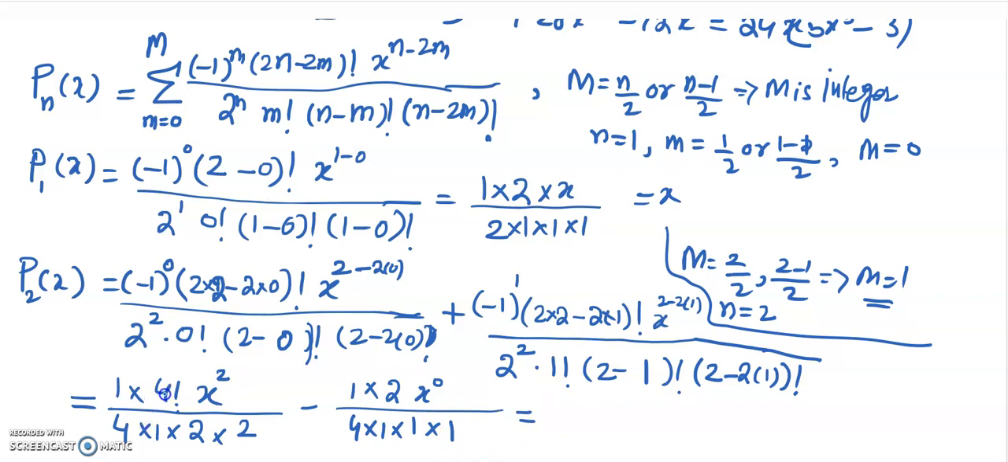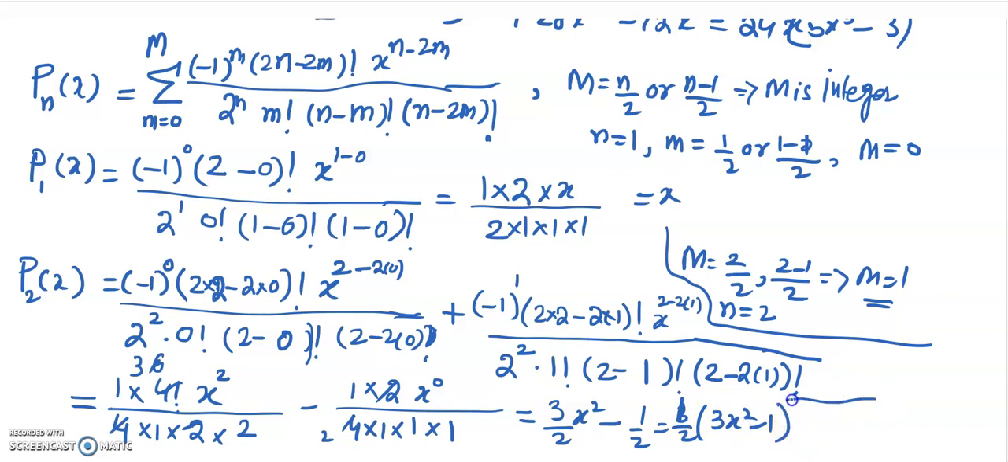So that is 4 factorial, and then here it will be 4 divided by 4 factorial, so that will be 6, and then this is 3, so it is 3 by 2, right? 3 by 2 x square, and then minus, this will be 2 over 2, so minus 1 by 2. So 3 by 2 is, I can take 1 by 2 as common, so it will be 3x square minus 1, which is the same answer as before.